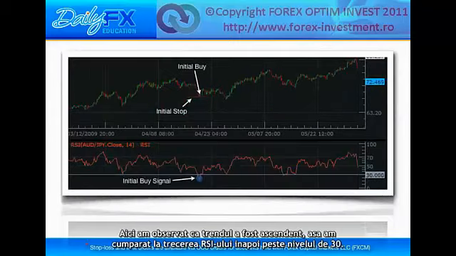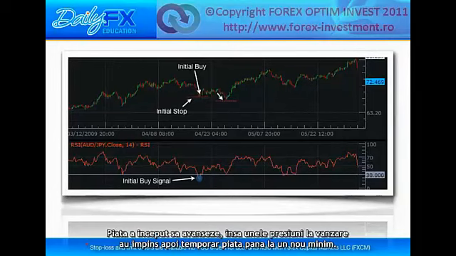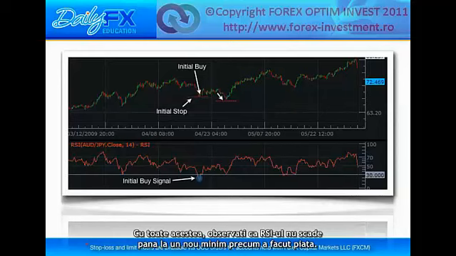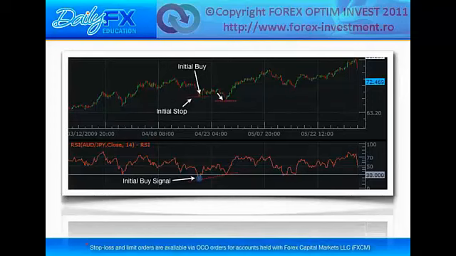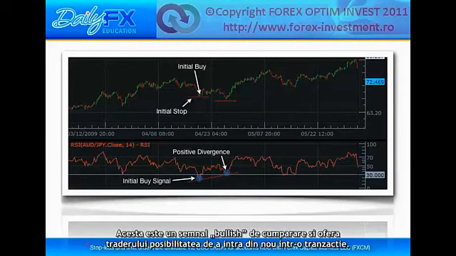Here we note that the trend was up, so we bought on the move back above 30 by the RSI. The market started to rally, but then some selling pressure temporarily pushed the market down to a new low. However, note that the RSI did not move down to a new low like the market did. This is known as positive divergence. It is simply when the market moves down to a new low, but the RSI does not. This is a bullish signal and gives the trader an opportunity to enter into a trade once again.